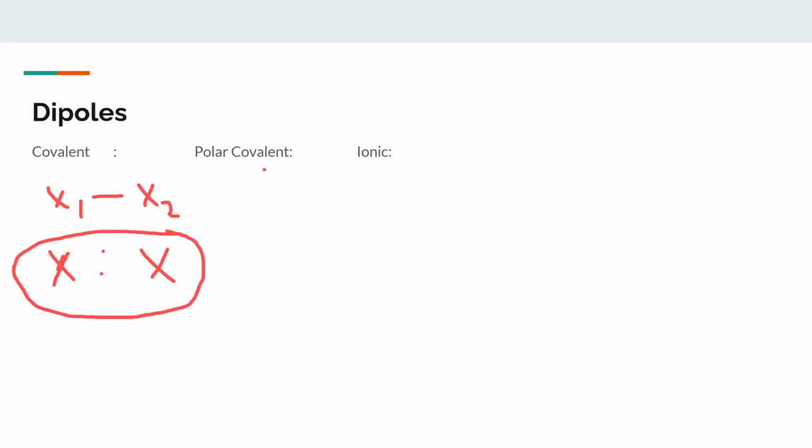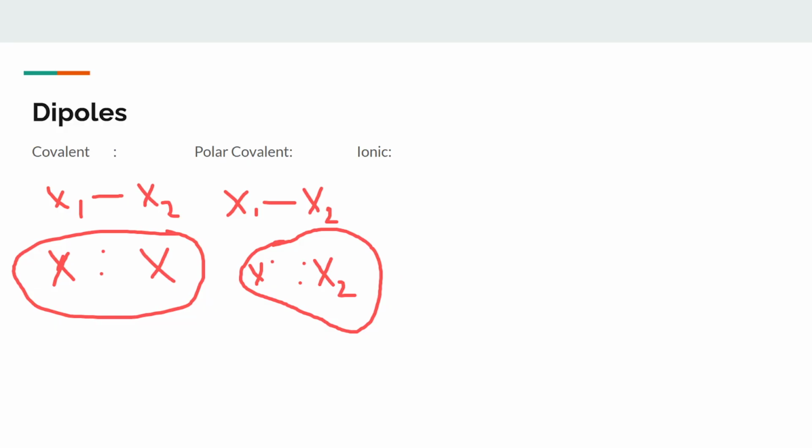These are equidistant. Polar covalent is when you have X1 being less electronegative than X2. You kind of get an electron cloud that more favors the more electronegative one. It's kind of an exaggeration I got going on over here, but the electron cloud will lean more towards the electronegative one, because the electrons are more likely to be on this side than this side. That's all the cloud is.